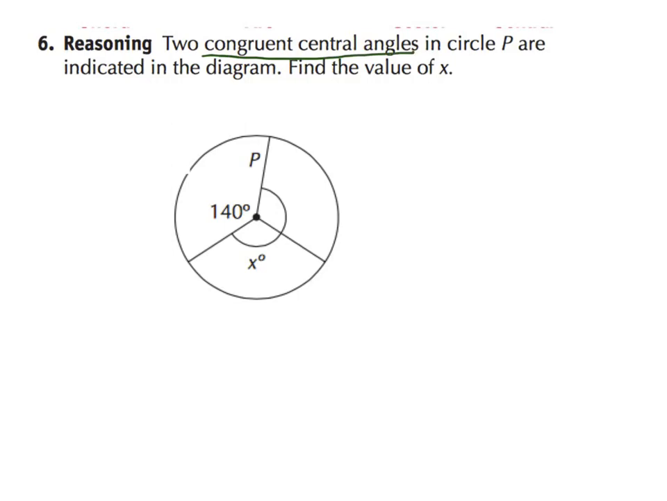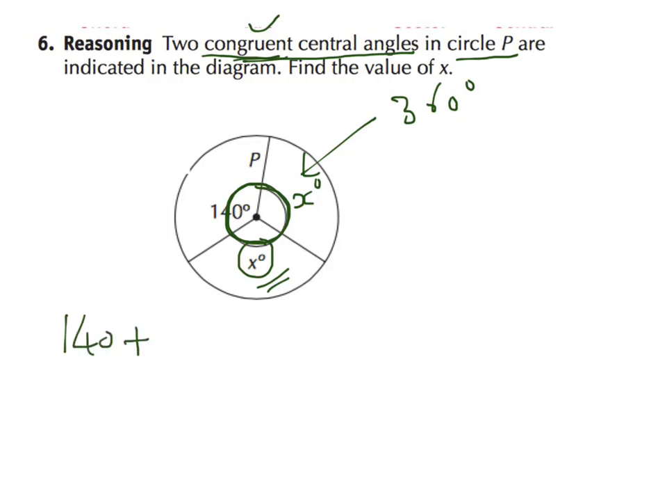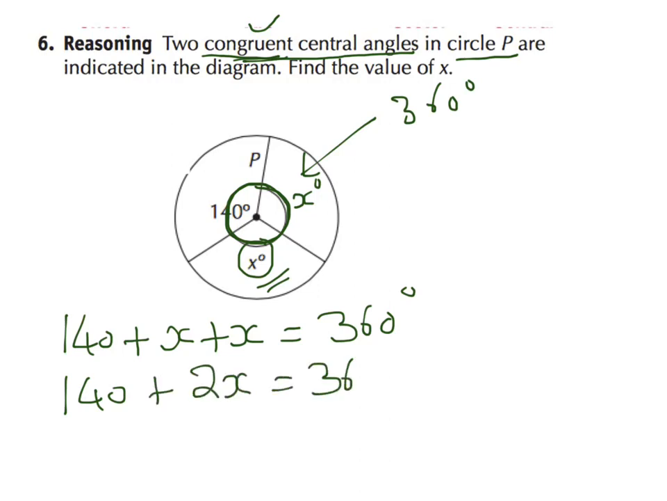Two congruent central angles in circle P are indicated in the diagram. Find the value of x. A complete round is 360 degrees. And the question says two congruent central angles. Is this a central angle? Yes. So if this is x degrees, this also will be x degrees, because the question says two congruent, meaning they are equal. So we need to find x. We know that a complete round about of a circle is 360 degrees. So 140 plus x plus x, that is 140 plus 2x, will be 360 degrees.